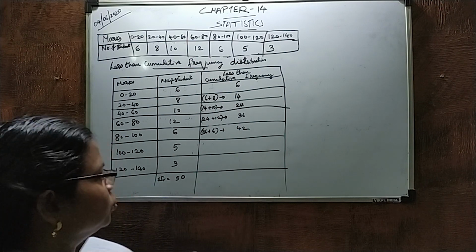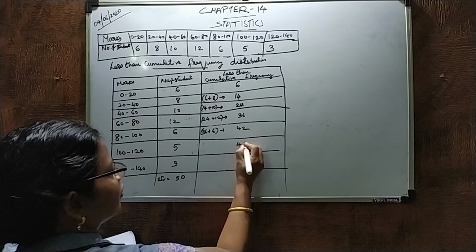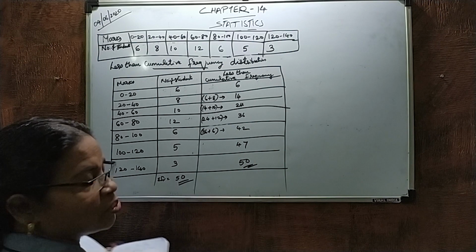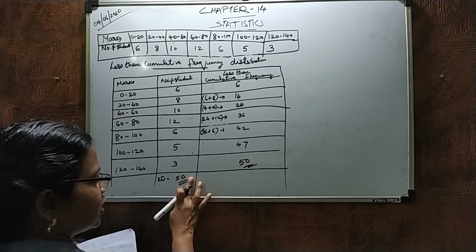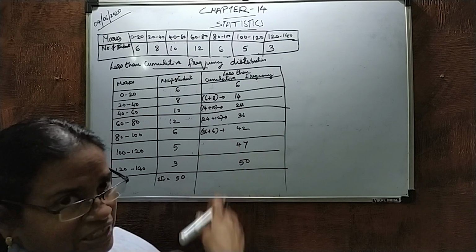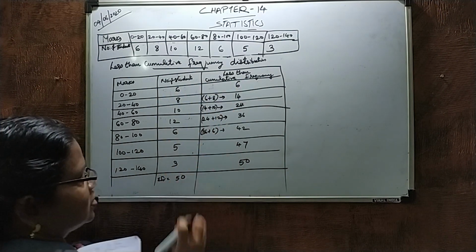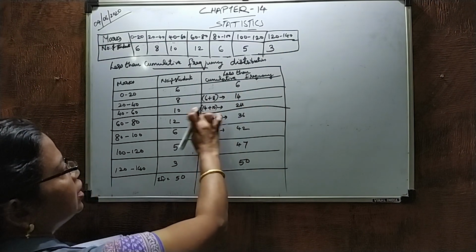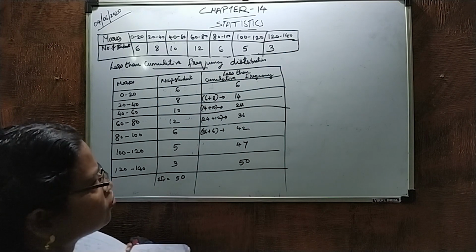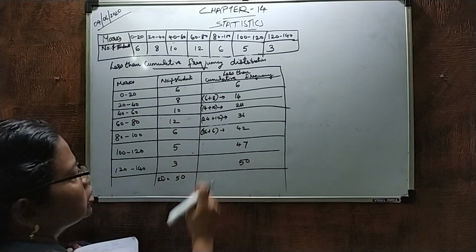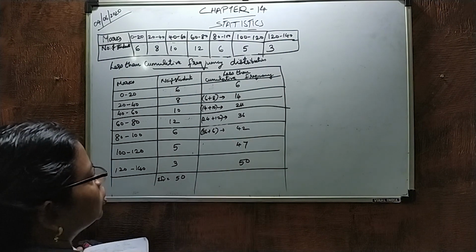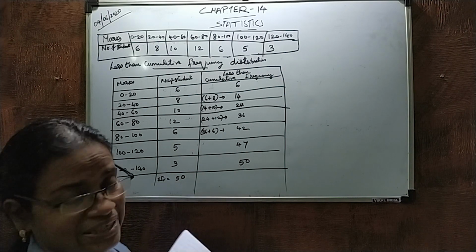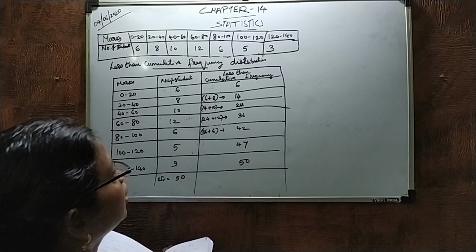Now you have understood how to do it. 42 plus 5, 47. 47 plus 3, 50. Now look, the last cumulative frequency is 50. That means it is correct. So always check once again. So 6 first. 6 plus 8, it is 14. 14 plus 10, 24. 24 plus 12 means 24 plus 10 is 34, 34 plus 2, 36. 36 plus 6, 42. 42 plus 5, 47. 47 plus 3, 50. So this is the less than cumulative frequency distribution.